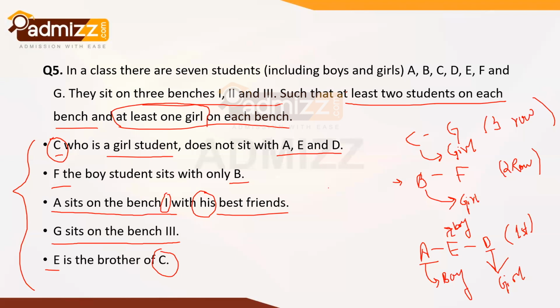I really enjoy them. Someone's asking, how is E a boy? It's given that E is the brother of C, and brothers are males. So E is a boy.